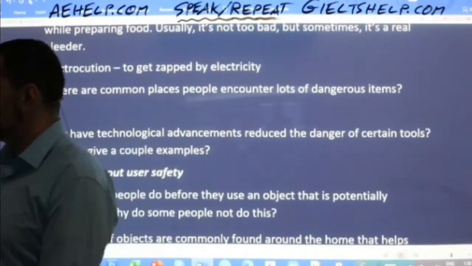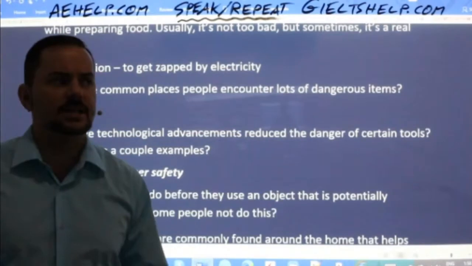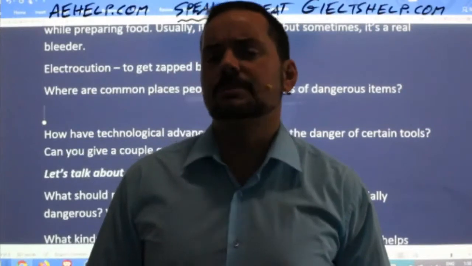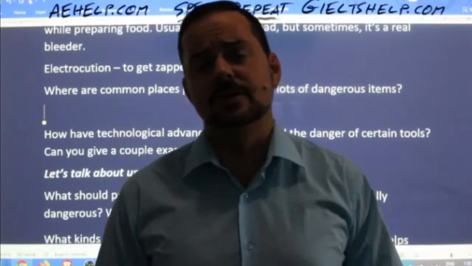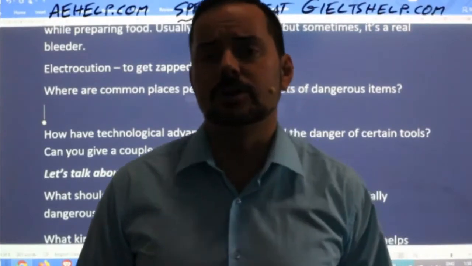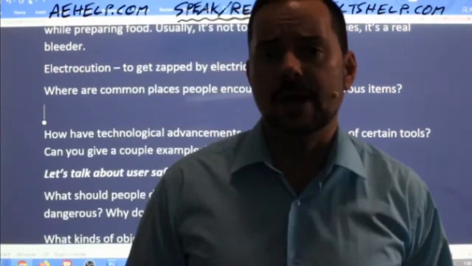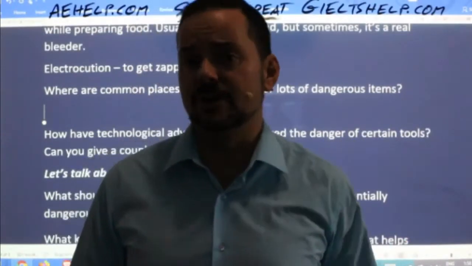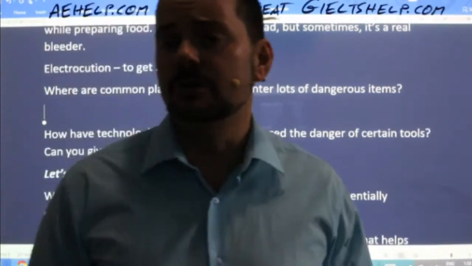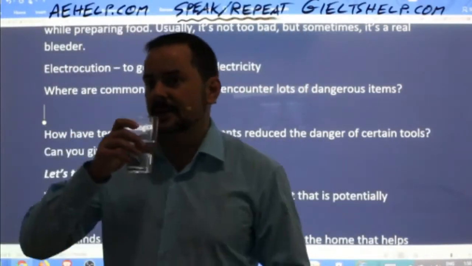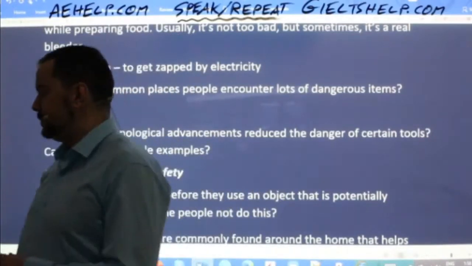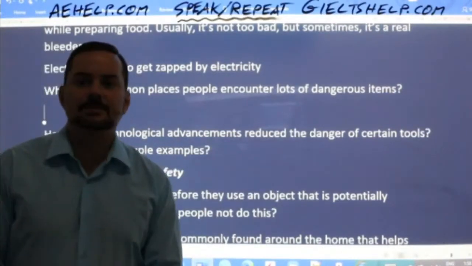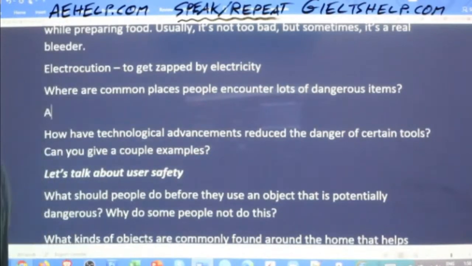Smooth flowing. Someone just asked me in an email yesterday, they said, well, my teacher said in part 3 you shouldn't include your own examples. Yeah, you shouldn't be like, well, for example, when I go to the, don't do that, okay? Or you shouldn't be like, well, for instance, when my father, don't do that. But if you give a smooth example, like I burnt my finger yesterday with an iron, that's fine. Nobody's going to interrupt you, okay? Hi, Natalie. Okay, so where are common places people encounter lots of dangerous items? All right, give me a full sentence answer.